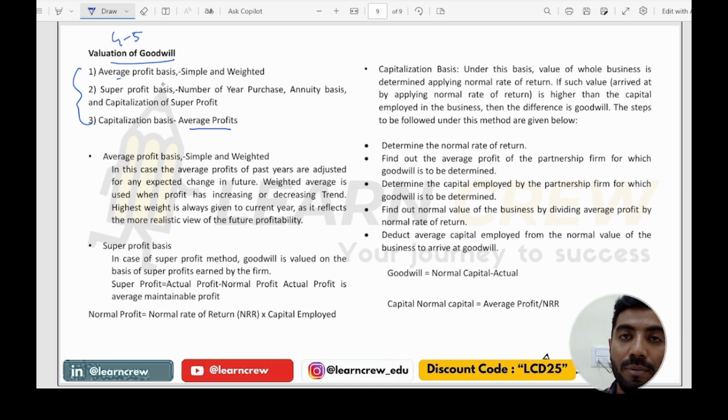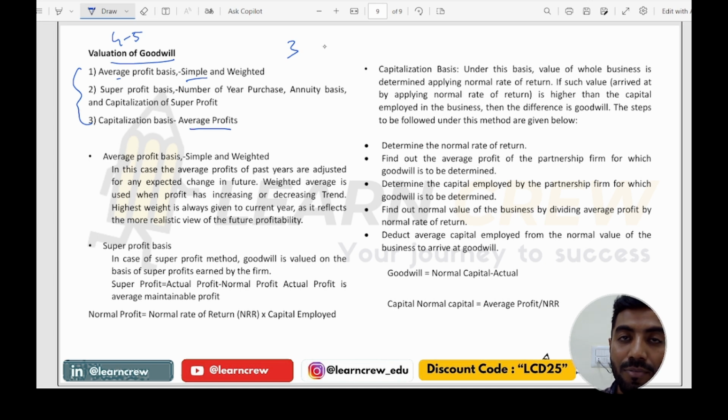In average profit basis, the profits of the firm for the previous years will be given. Say for example, 3 years' profit is given. We need to find the average profit. First we discuss simple average. We'll be finding the average profit, and based on that average profit, the goodwill will be calculated.